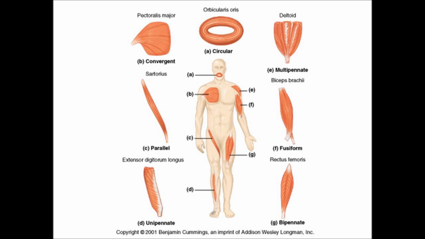For different muscles, the muscle fibers can be arranged in various patterns. For example, A here we have orbicularis oris, the muscle around the mouth. The fibers are arranged in a circular pattern. Example B shows pectoralis major, and this shows a convergent arrangement of the muscle fibers with a very large origin and then converging on a small insertion. C, sartorius, shows a parallel arrangement of the muscle fibers.